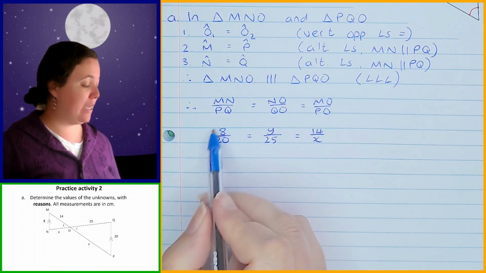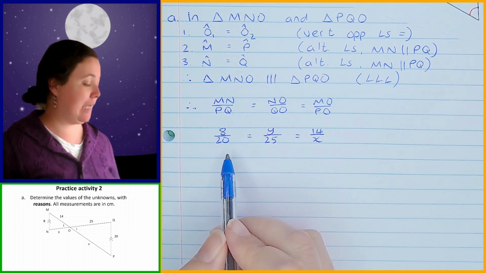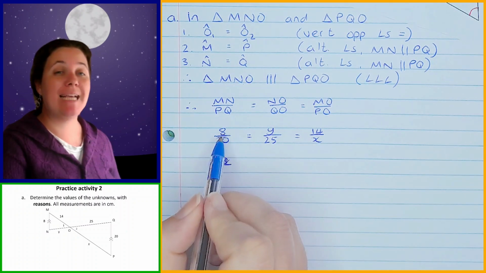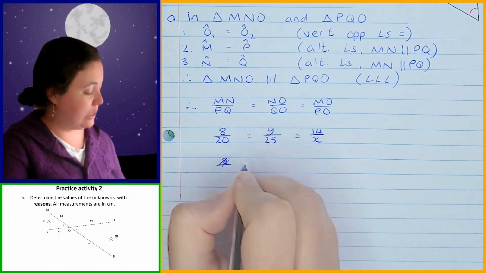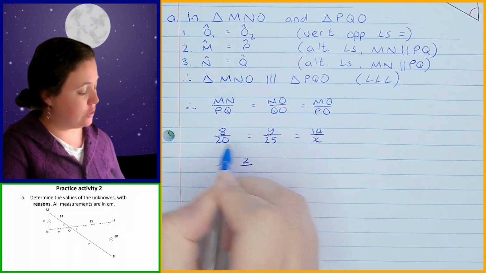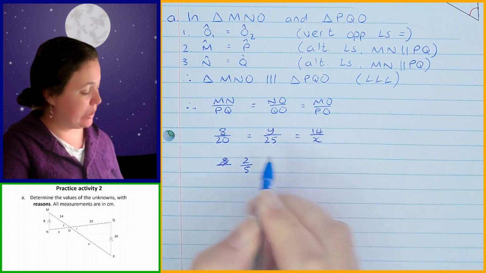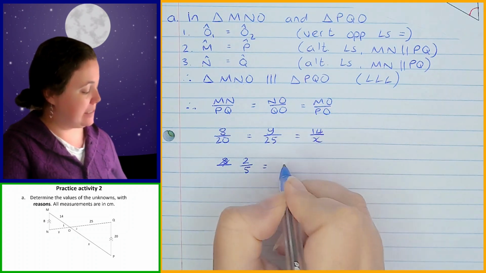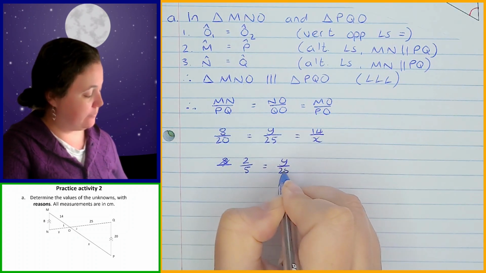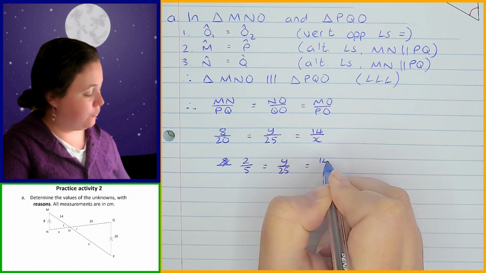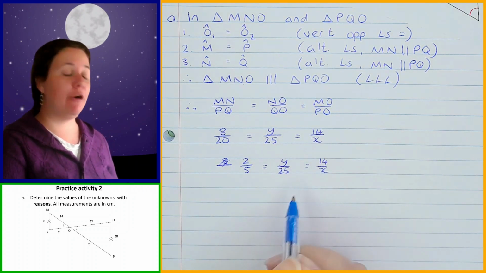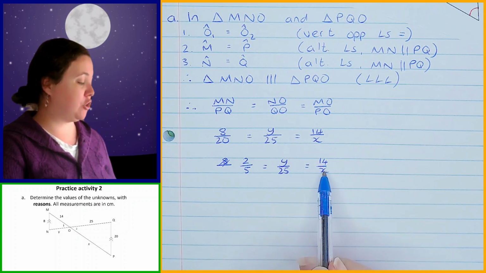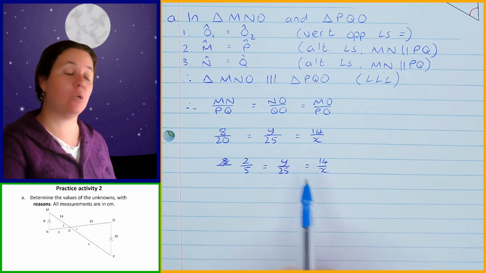I need to simplify this over here. It's not as simple as it can be. I'm going to simplify it. It'll make it easier for me to do my calculation. So 8 is divisible by 4. 4 goes in there twice. And 4 goes into 20 five times. So I get 2 over 5 equals. Then these are going to stay as they are. y over 25 equals 14 over x. So now I need to take this 2 over 5 and make it equal to each of these fractions so that I can work out what y is and what x is.